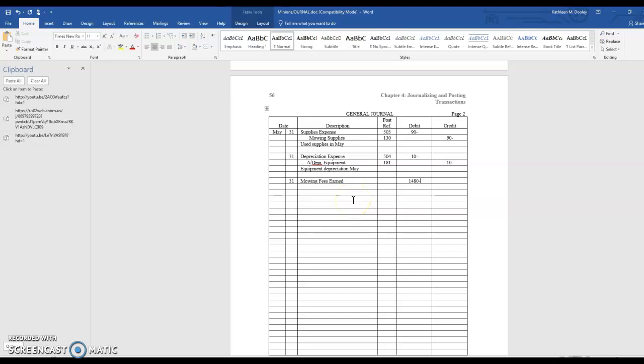Now, my debits have to equal my credits, so what am I going to credit? This is where that temporary, that super temporary account, income summary comes in. And we'll credit it $1480. And our explanation: close revenues to income summary.